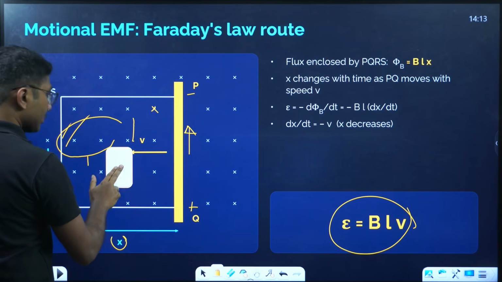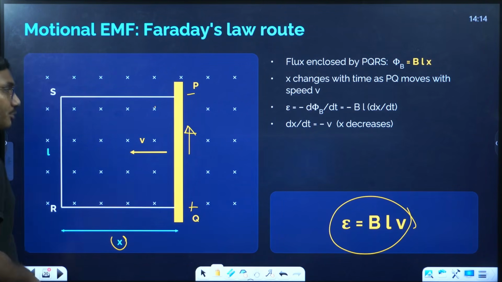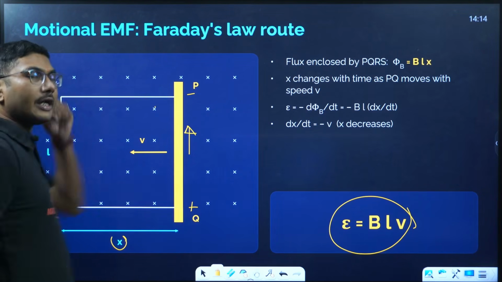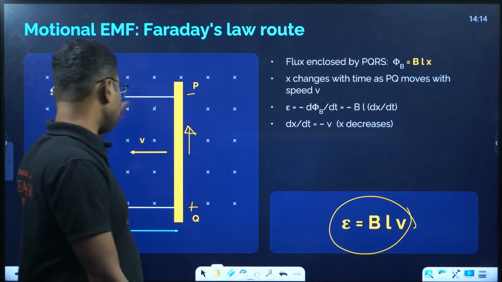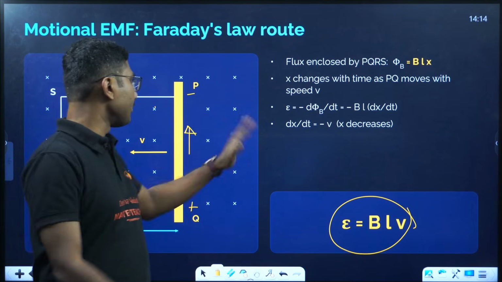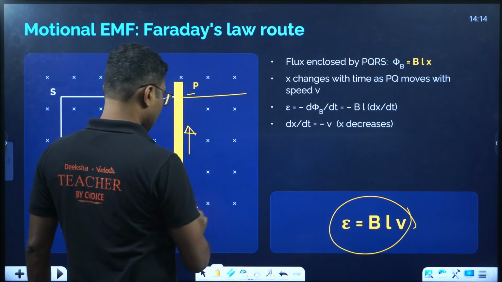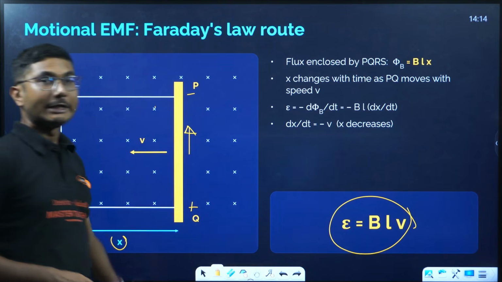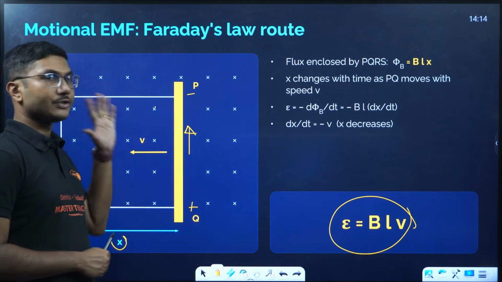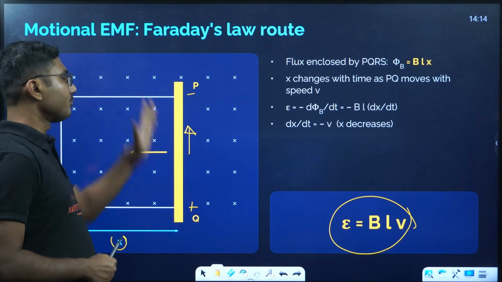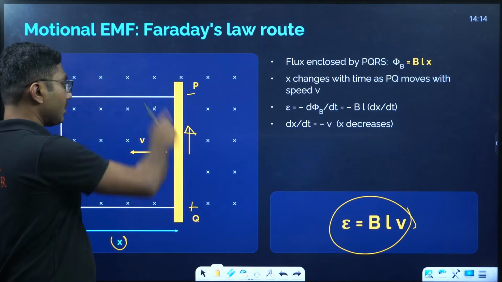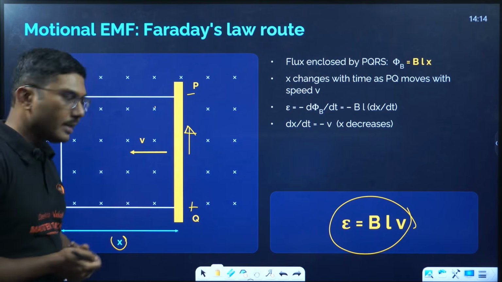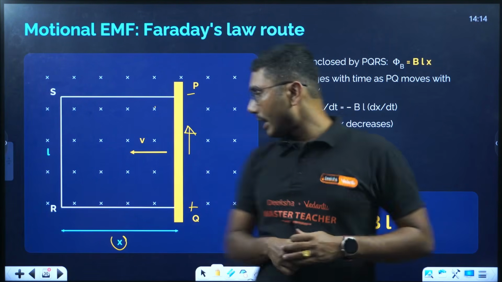Remember, the area which is responsible for producing induced magnetic field is the inner part. The outside field does not play any effect. That's why we are only considering this part. Suppose this is extended in this side, then they have no effect on induced EMF. Induced EMF is only because of the region which is enclosed by this rectangular loop. Clear?